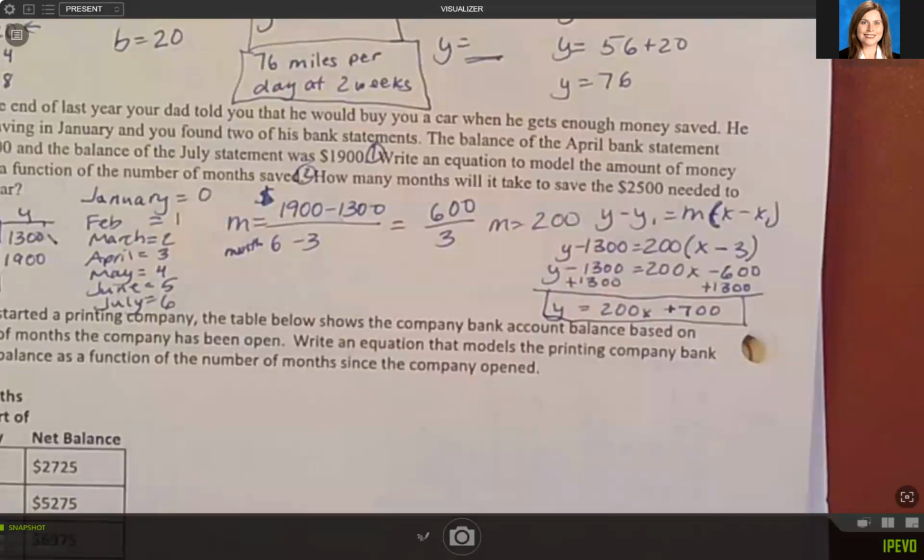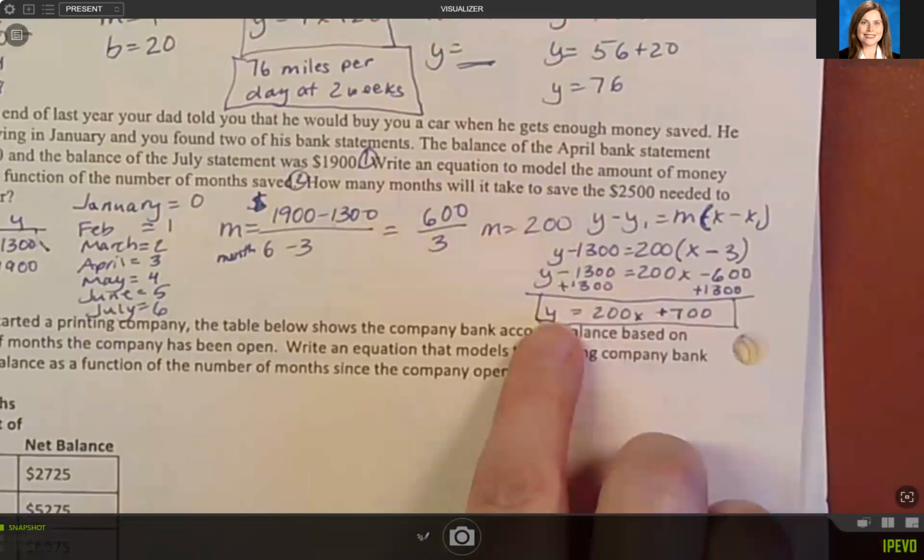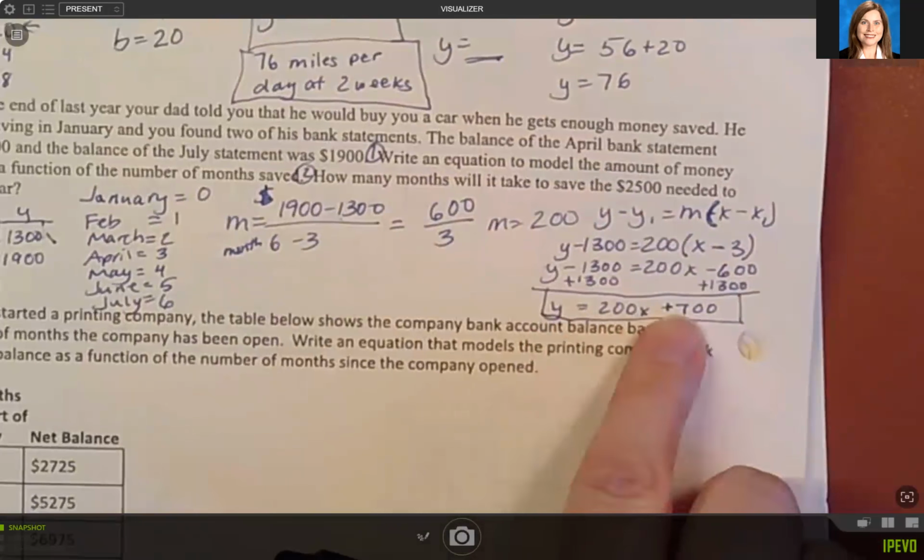And the next thing we're asked to do is to find out how many months it will take to save the $2,500 needed to buy the car. So here we want to know when our total is $2,500. So the equation will be 2,500 equals 200x plus 700.